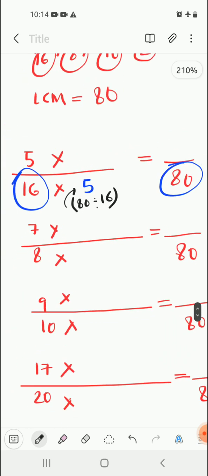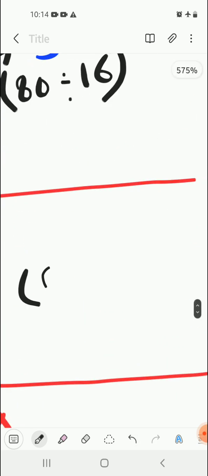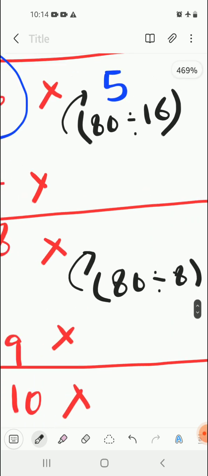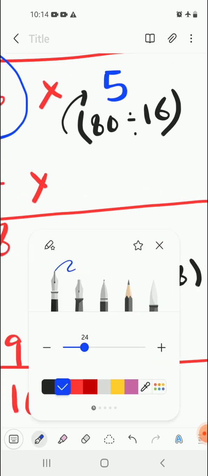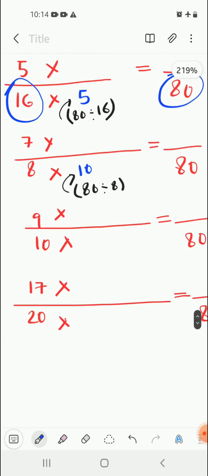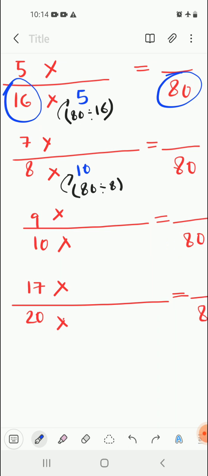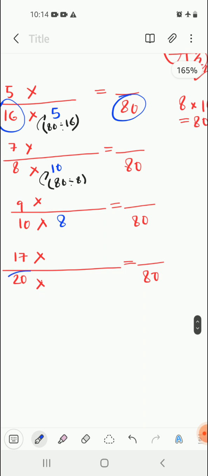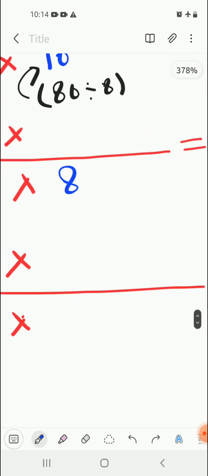Similarly here, 80 divided by 8. So 80 divided by 8, we will write it here. It is 10. It is simple. Again in the next table, 10 into 8 is 80. We know, we're basically dividing 80 by 10. So it is 8. And in the next case, it is 20 into 4 is 80. So we are going to write 4.